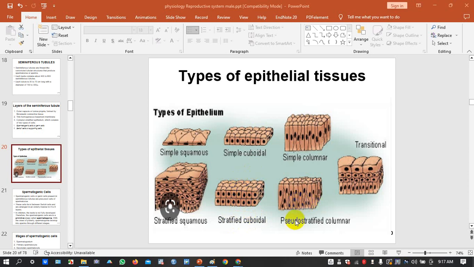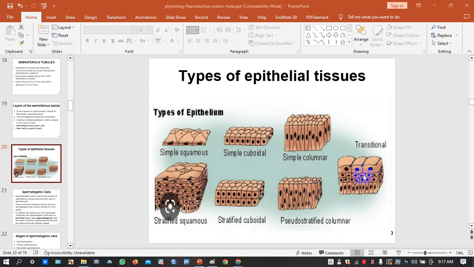We have pseudostratified columnar, meaning that it doesn't look like column cells. The cells do not look like columns. Some look like columns, some don't look like columns, and that is what occurs in most parts of the body. Then we have transitional epithelium.